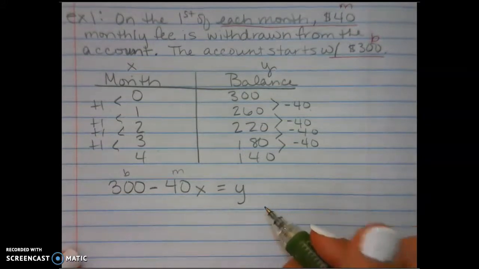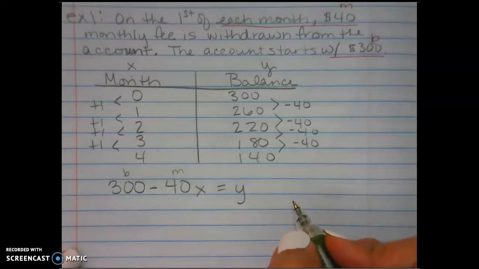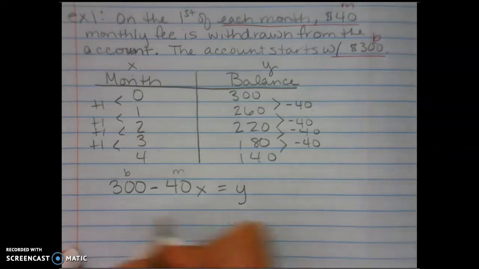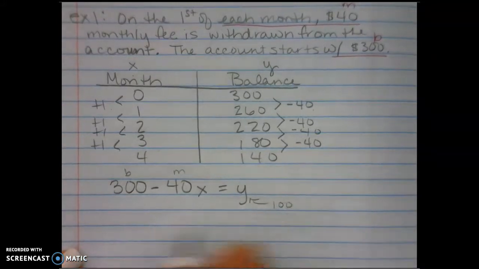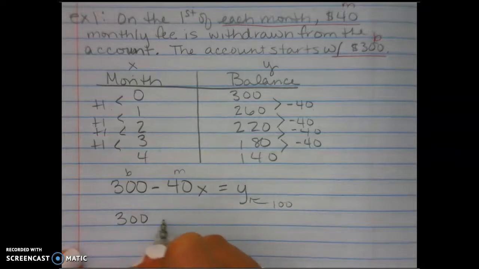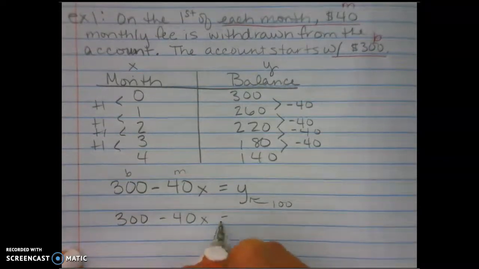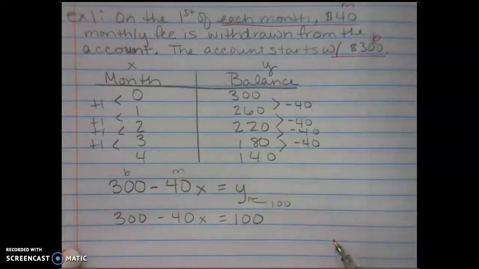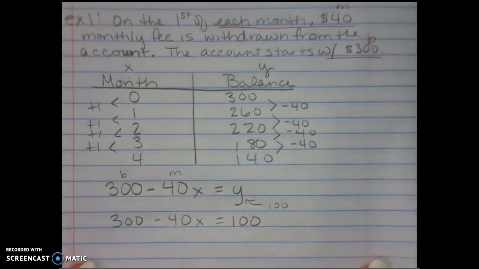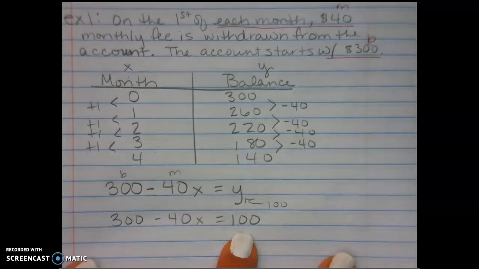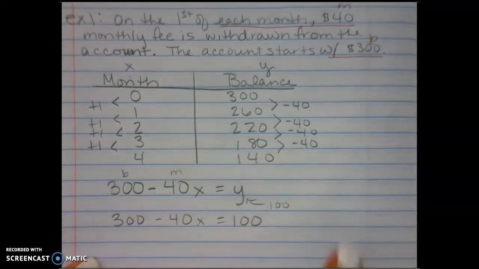So then if I told you, okay, so we've got our equation. I want to know a new equation to determine the account balance when it will be $100. So that means we're going to take and we're going to put $100 in place of the Y. Okay? Right? And if we solved this, then we could go ahead and figure out how many months until there's only $100 left. Well, if we went one more, we would see that it's 5.